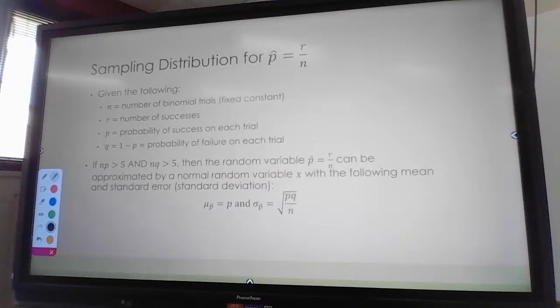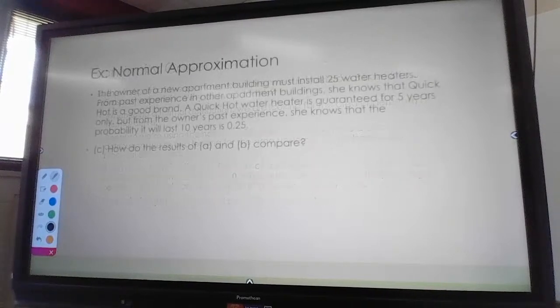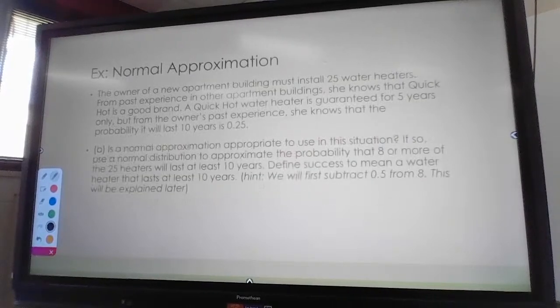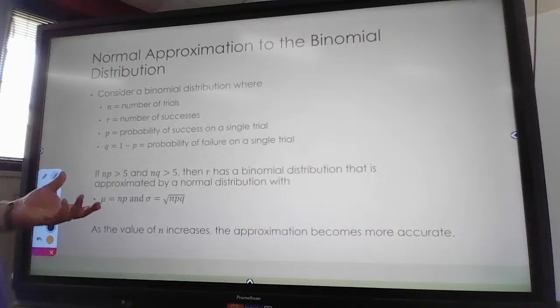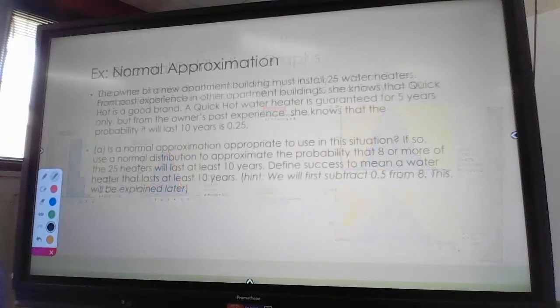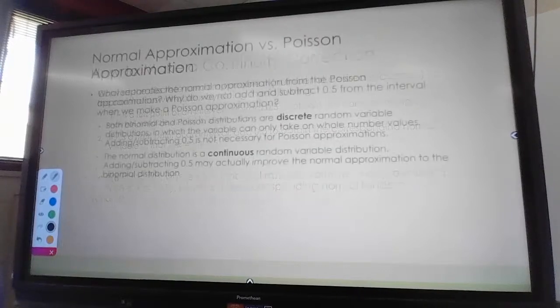If NP is greater than 5, and if NQ is greater than 5. Remember, we saw this earlier. We saw this here, right? Because remember, we're still talking about a binomial distribution. The only difference is we're just repeating the same experiment multiple times. That's the only difference between the two. So anyways, where were we?